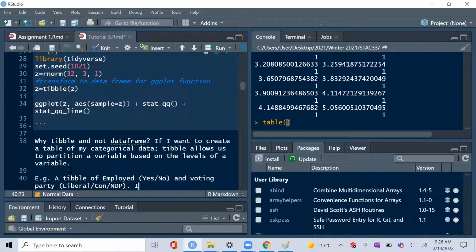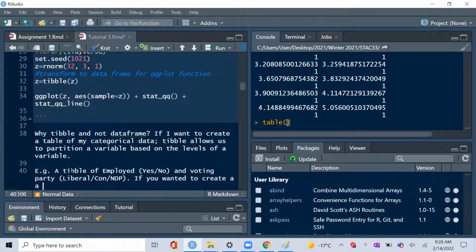If you wanted to create, let's say, a 2 by 3 table, two rows and 3 columns, you can do table of the table. Whereas you cannot do that for the data frame, basically, right? That's really the difference. They function the same, except when you want to stratify based on certain things, then you might want to use table.